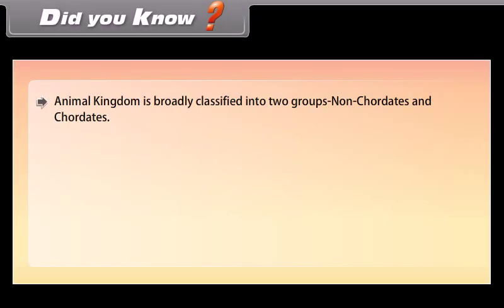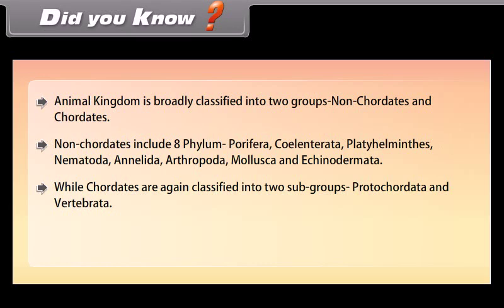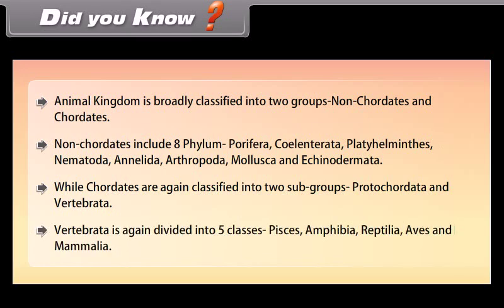Did you know the animal kingdom is broadly classified into two groups? Non-chordates and chordates. Non-chordates include eight phyla: Porifera, Coelenterata, Platyhelminthes, Nematoda, Annelida, Arthropoda, Mollusca, and Echinodermata. While chordates are again classified into two subgroups, Protochordata and Vertebrata. Vertebrata is again divided into five classes: Pisces, Amphibia, Reptilia, Aves, and Mammalia.